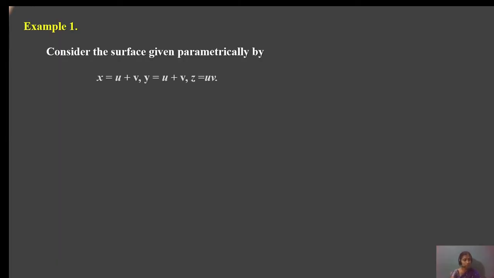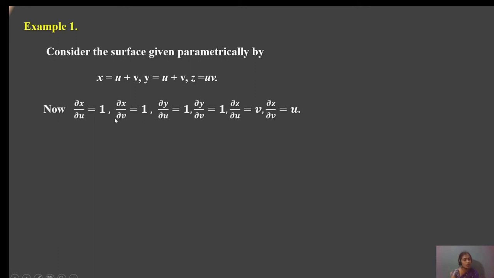Example: first, consider the surface given parametrically by x equals u plus v, y equals u plus v, and z equals u times v. Okay, considering the first-order derivatives: del x upon del u is 1, this is 0. Del x upon del v, considering u equals 0, is 1. Same condition, and del z upon del u equals v because we are considering the value of a multiplication.